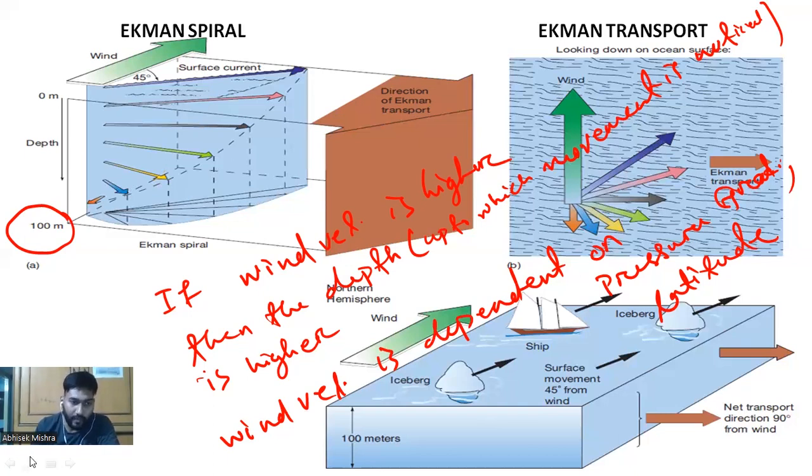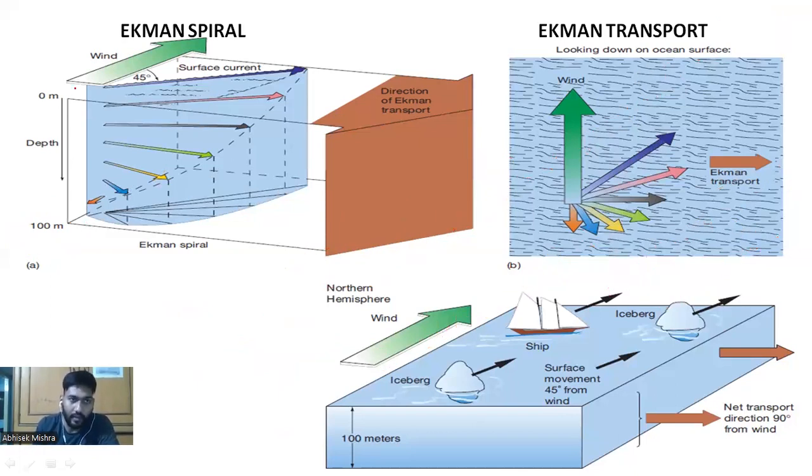And this layer or column of water is called Ekman's layer. This column of water is called Ekman's layer, which is set in motion because of the wind. And as we can see, there is a continuous change in direction, continuous deflection, from each upper layer to the lower layer. There is a change in deflection direction, and the energy is also decreasing. The length of the arrow shows the energy, whereas the angle shows the deflection.